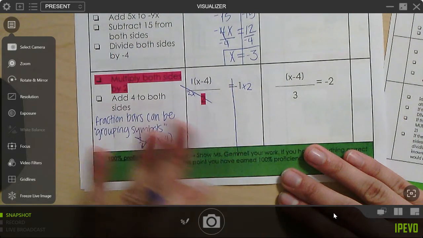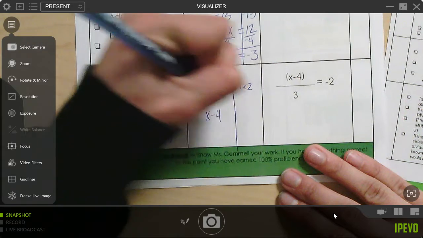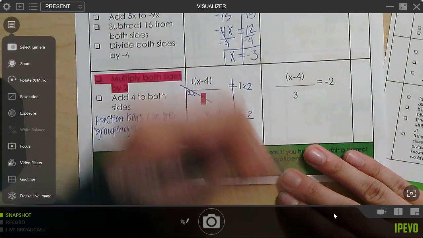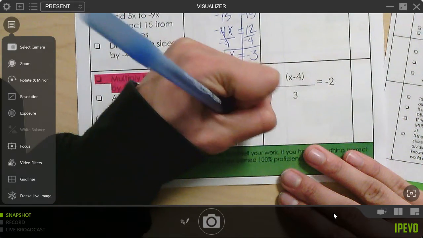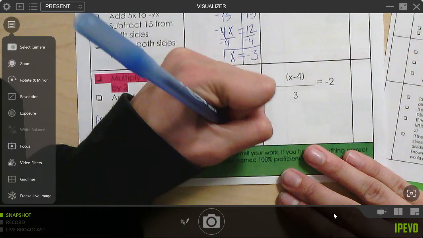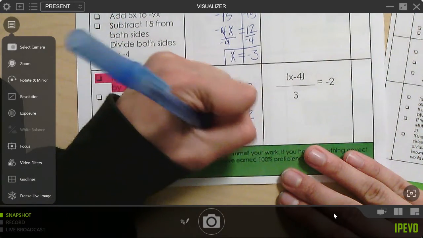Whatever you do to one side, you have to do to the other. So now I'm left with x minus 4 equals negative 2. Add 4 to get rid of the constant. x equals positive 2. There's no coefficient here, and I already have my x equals, so that is the final answer.